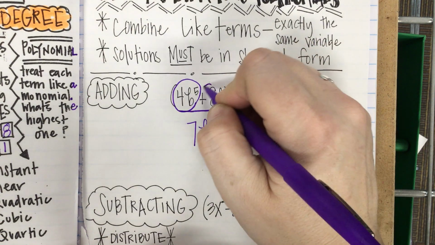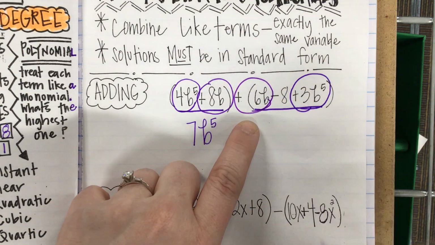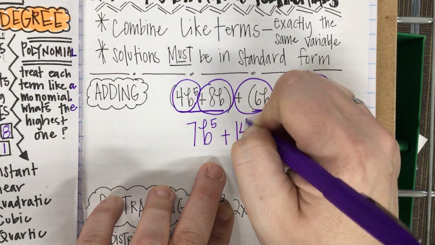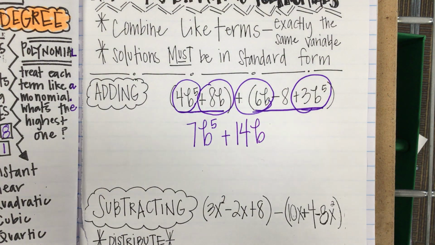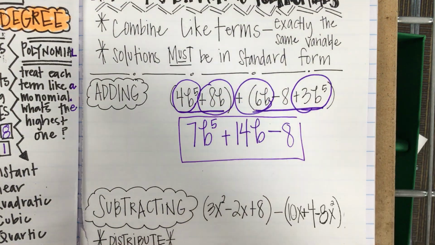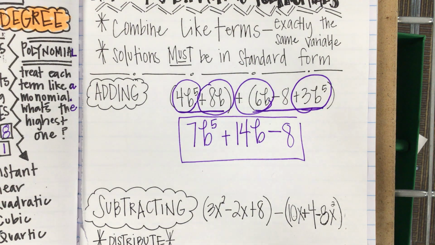What comes next? Positive 8b plus positive 6b. 8b's plus 6b's is 14b's. 14b. And then last but not least, minus 8. And we're done. We have just added polynomials. You don't have to classify it unless it tells you, but if we were going to classify this, this would be a quintic, 5th degree, trinomial, 3 terms. It's combining like terms. We've done this before.